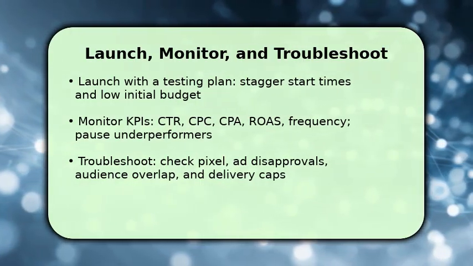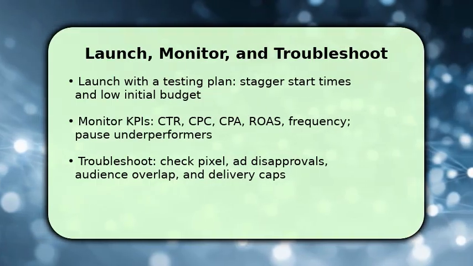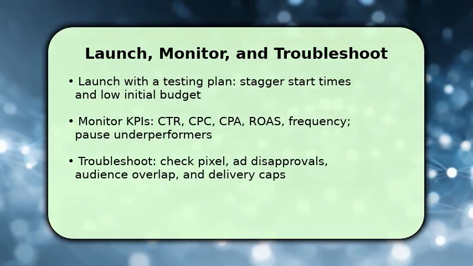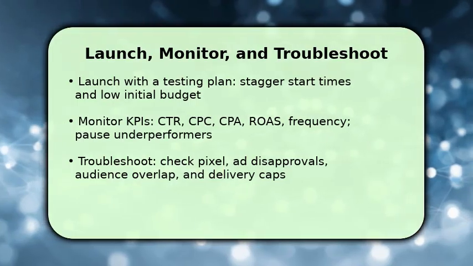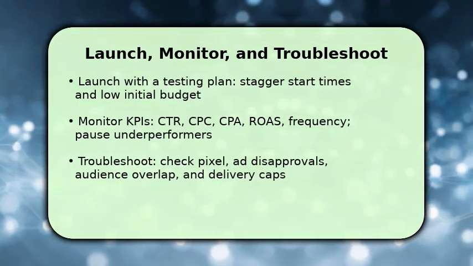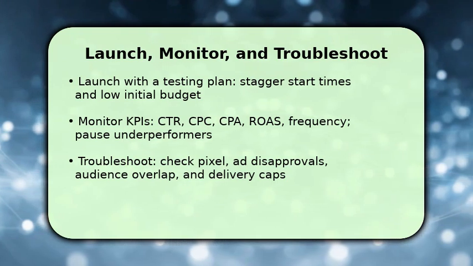If things go wrong, check the Meta Pixel accuracy, resolve any ad disapprovals, examine audience overlap and delivery caps, and consider creative fatigue. Swap creatives or expand targeting before increasing.